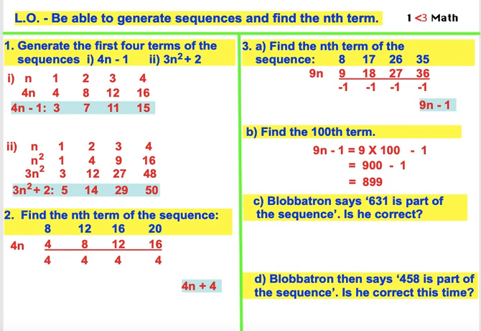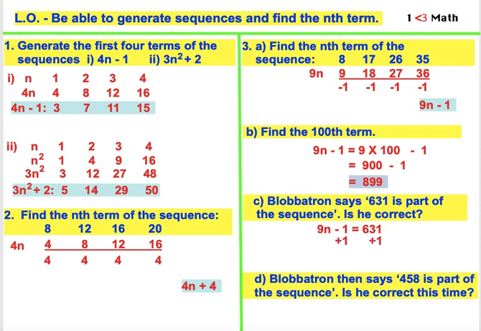So part C, Blobotron says 631 is part of the sequence. Is he correct? So what we need to do here is set up an equation and say 9n minus 1 equals 631. Now if this gives a whole number answer, then we have established what n equals. It's a whole number, so that would mean that Blobotron is correct. If it's not a whole number answer, then it means that he is incorrect, because we can't have an n in this case where it's not a whole number, because it's the number of the term. You can have a first term, you can have a second term, you can have a third term, but you can't have a 4.4th term.